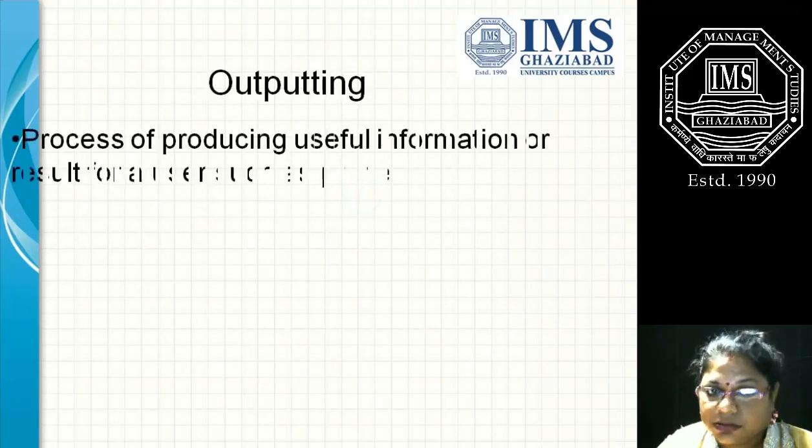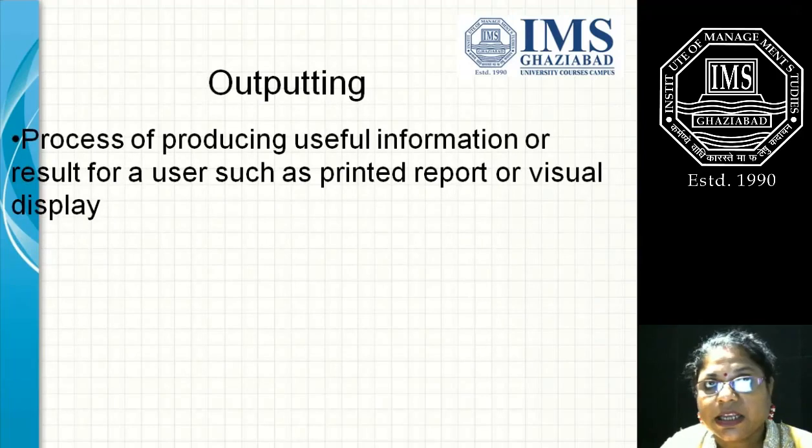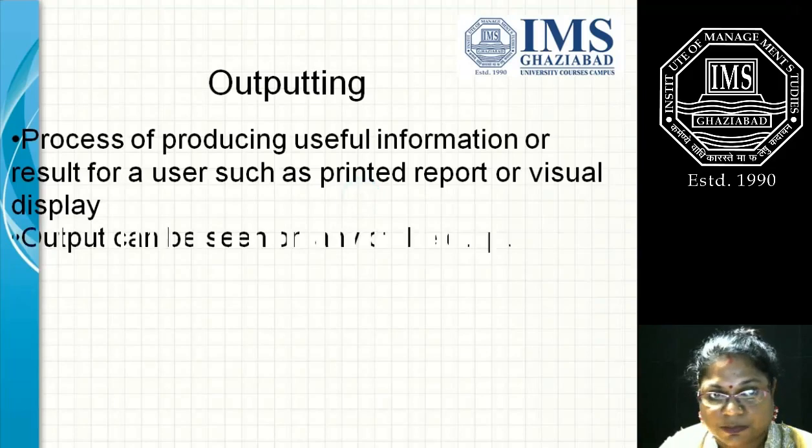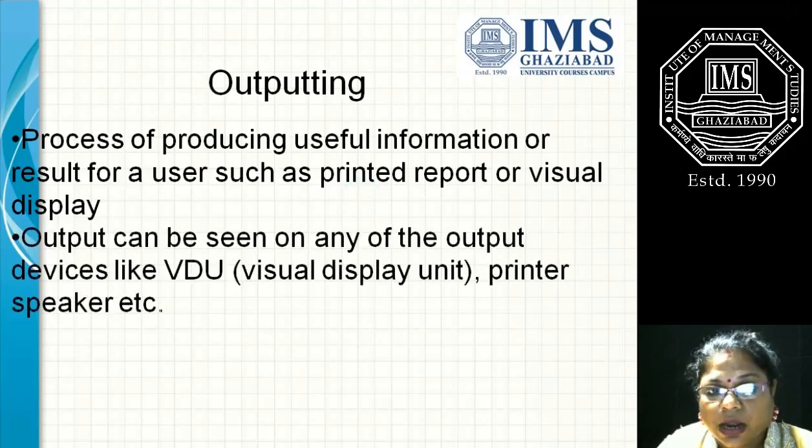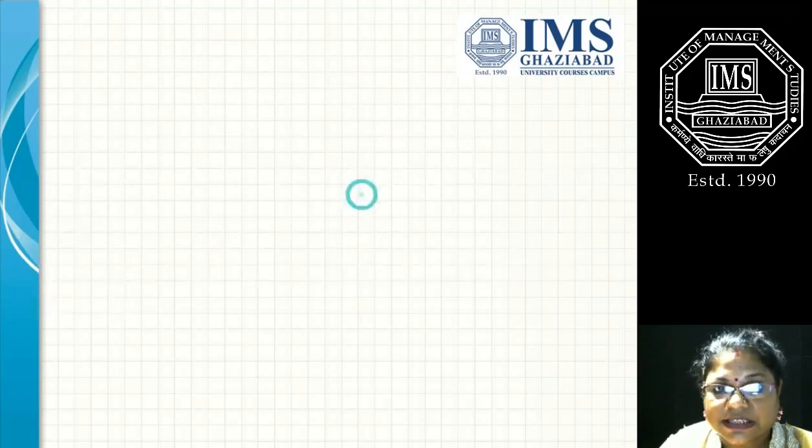Outputting, as I have been telling you from the beginning, is converting the raw data into meaningful information, and presenting that useful information or result to the user either in the form of a printed report or a visual display. Output can be seen on any output device like a visual display unit, printer, speaker, etc.